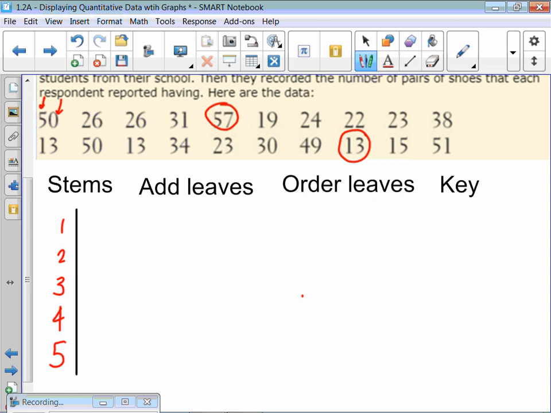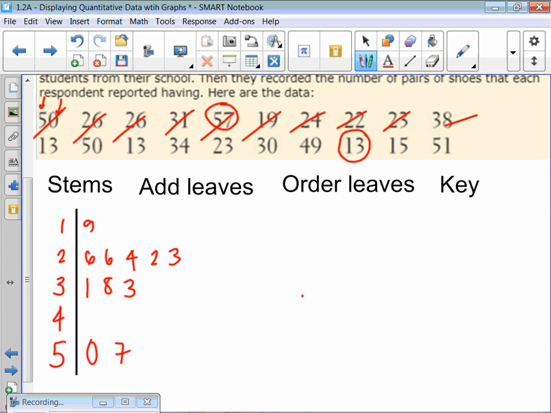All right, and then we just go across our data and fill it in. So I have 50, so that'd be 50. 26, so I'm going to put a 6 here. Another 26, so I'm not going in order yet. 31, so put a 1 here. 57, put a 7 here. 19, so 1, 9. 24, 2, 4. 22, 23, 38. Some of you guys can do this in order on the first time, and that's totally fine if you like to do it that way. 50. I actually find this goes faster, though, usually. 13. Oh, I did that one wrong, you guys. 13. That's a 1, 3.